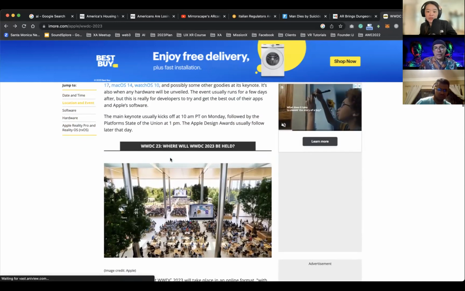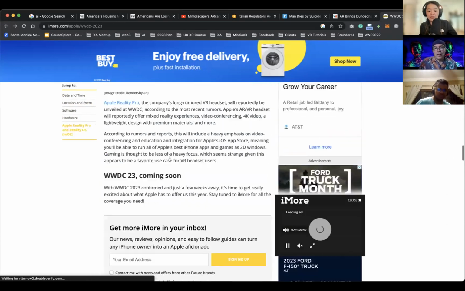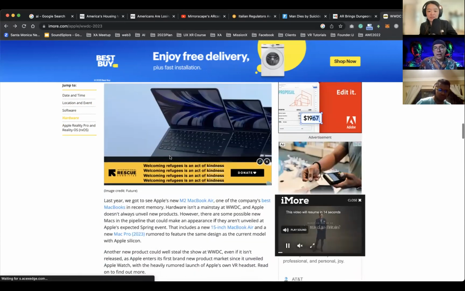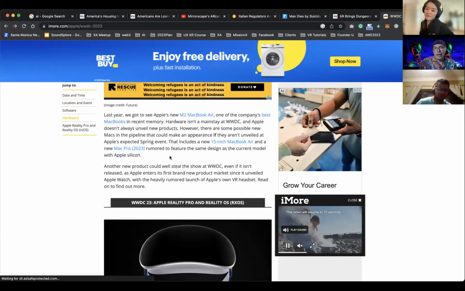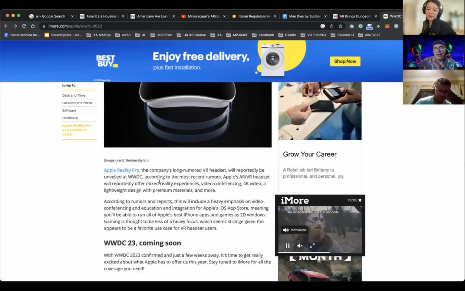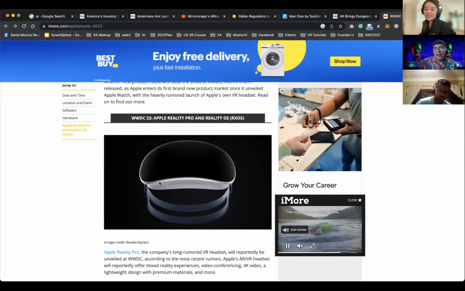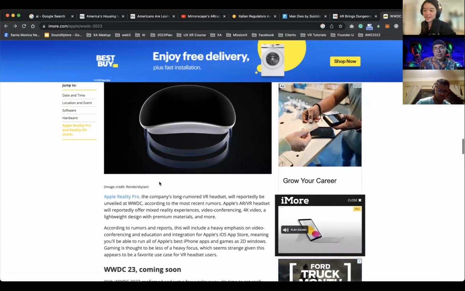WWDC 2023. I mean, when I see everything they are showing, it's kind of the same thing. The phone becomes a camera, right? It becomes better and better at taking photos and videos. I think the Apple Reality Pro, everyone is looking forward to it. They make the expectation too high and people might be disappointed.